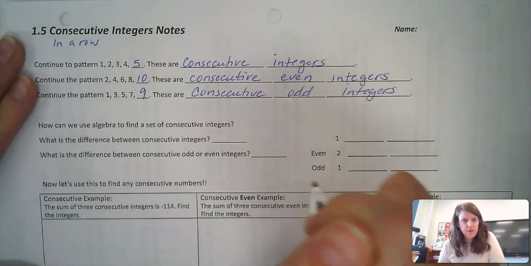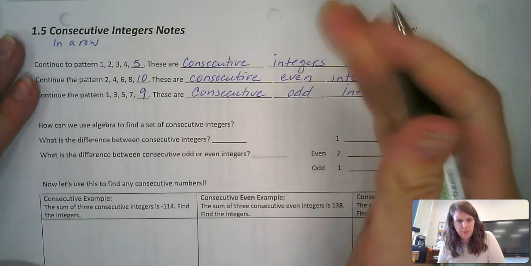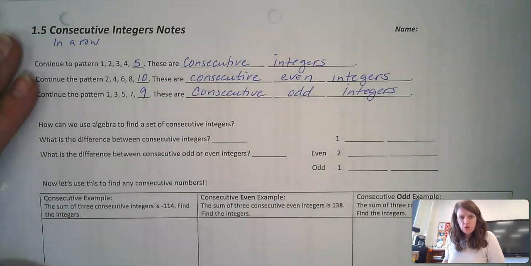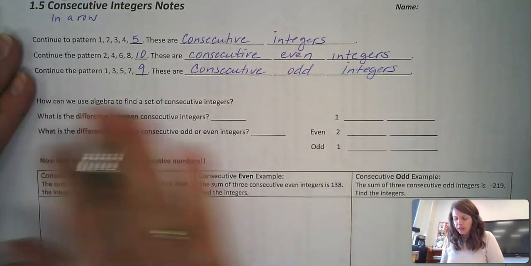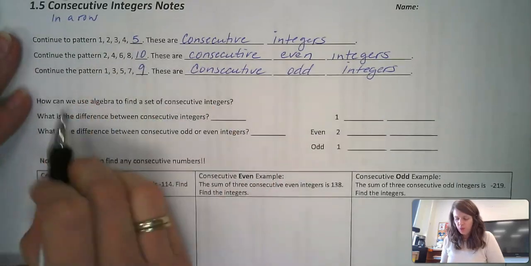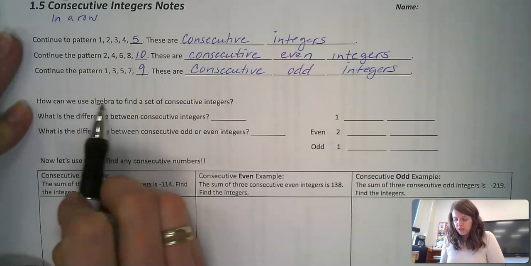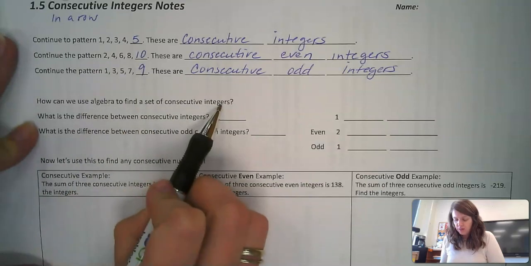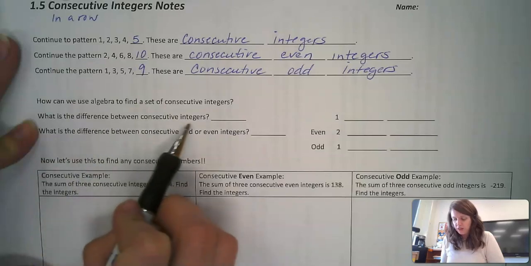And you're going to see these words in the problems. It'll say something like, the sum of 3 consecutive odd integers is such and such. So what are we going to use to solve these problems? Well, we need to think about how consecutive integers are formed. This is a basic concept, but when we put it in algebra, sometimes students get confused. We're going to use algebra to find a set of consecutive integers, and to do that, we need to think about what the difference is between the consecutive integers.